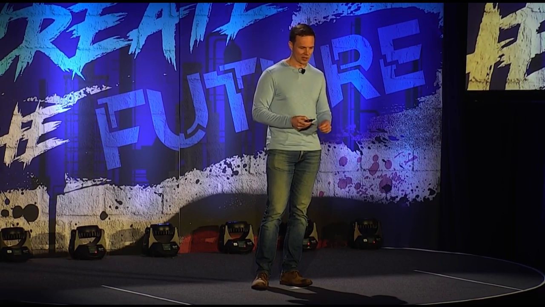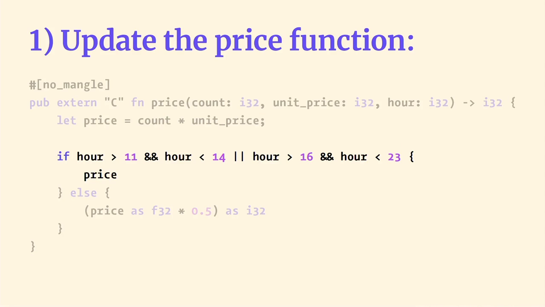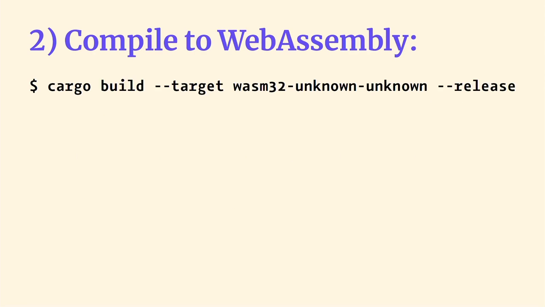Okay, now that we're using WebAssembly, let's take a look at what it would be like to make a small code change. So in addition to that off-peak pricing, let's also do happy hour pricing between 2 and 5 p.m. So we go back to our price function, and we modify it again to return the full price during a more restricted set of hours, and then discount the price by half outside of those hours. Because we changed the price function, we need to rebuild that WebAssembly binary.